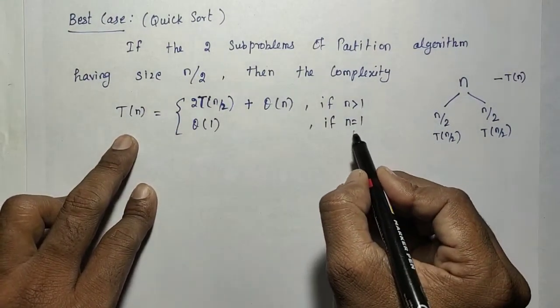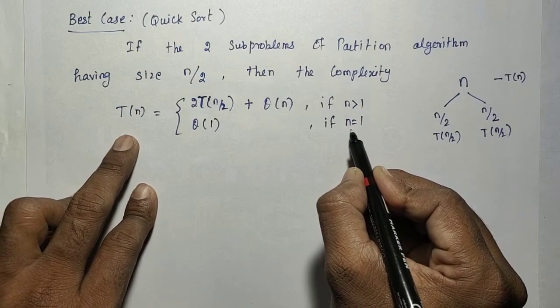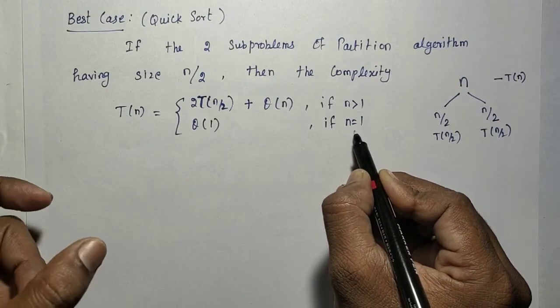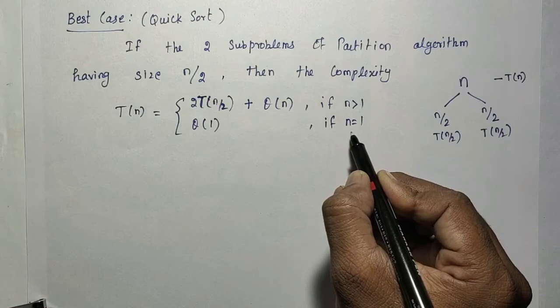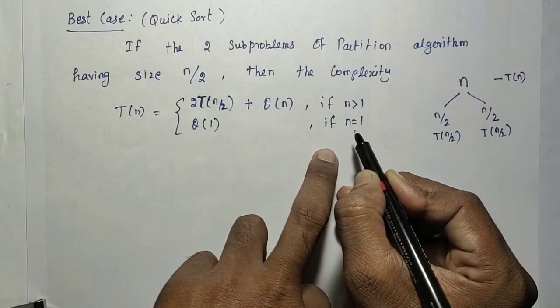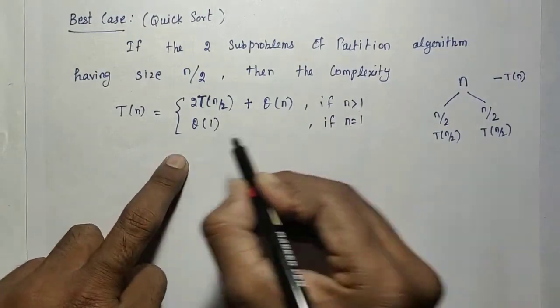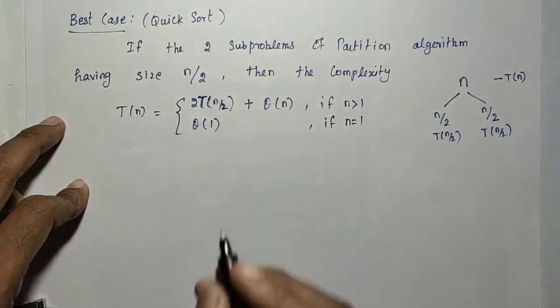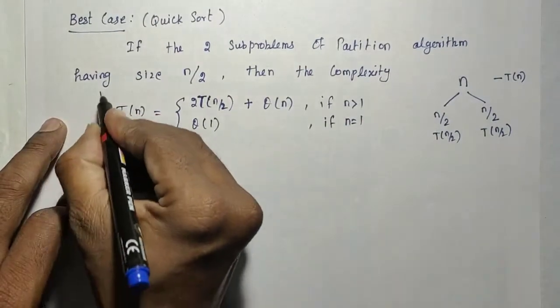So we need to define the base case for any recursive algorithm. The base case is for the smaller size for which the recursive procedure is not needed. That base case is theta of 1. So this is the recurrence.